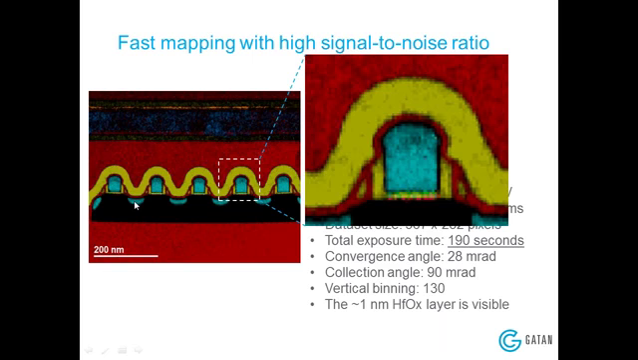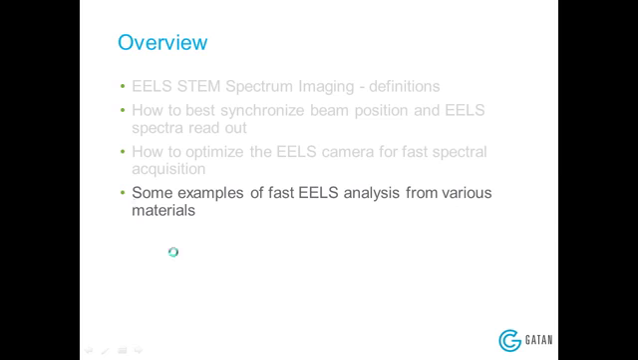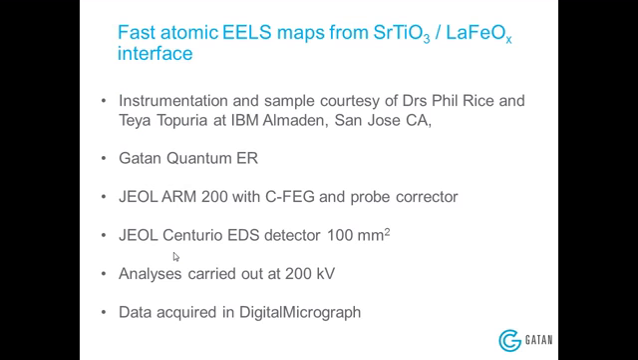At this point, let me show you some examples of fast EELS analysis from different materials. We started with some data looking at the atomic level, at the interface between strontium titanate and lanthanum iron oxide. Data were taken using the instrumentation at IBM Almaden in San Jose. We acknowledge Dr. Phil Rice and Teato Puria for letting me use the microscope and providing the sample for the analysis. The instrument is a JEOL ARM200 with a cold FEG probe corrector and a GIF Quantum ER. All data were taken at 200 kV in Digital Micrograph, obviously.